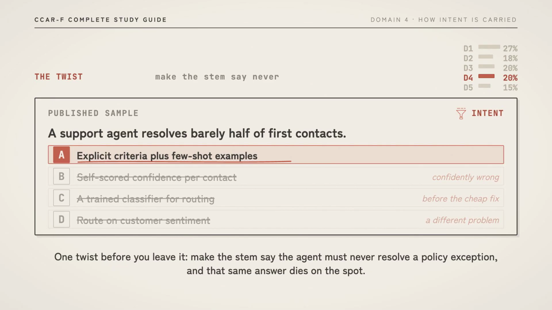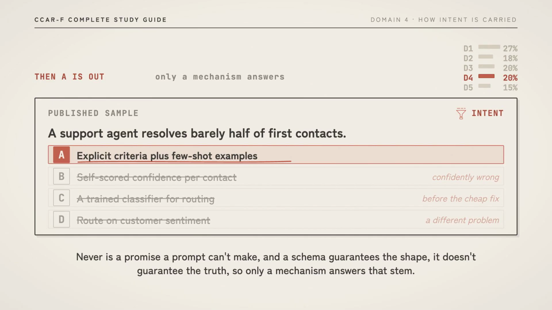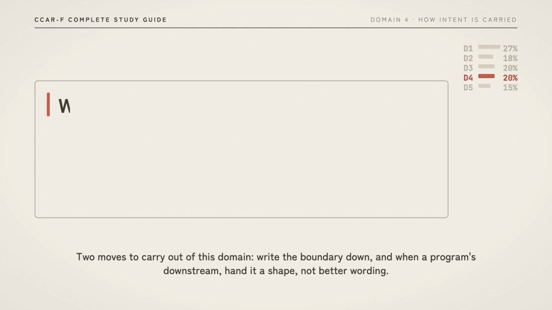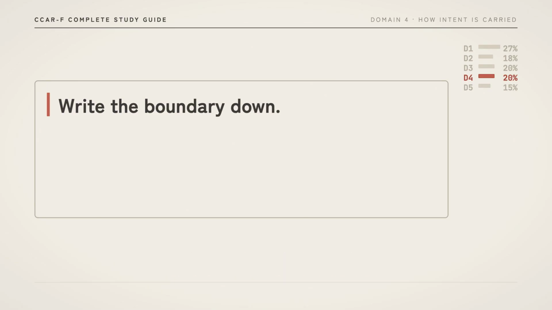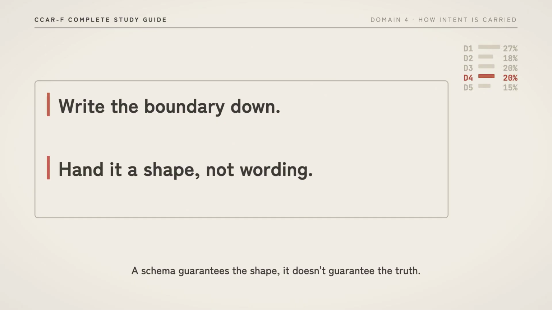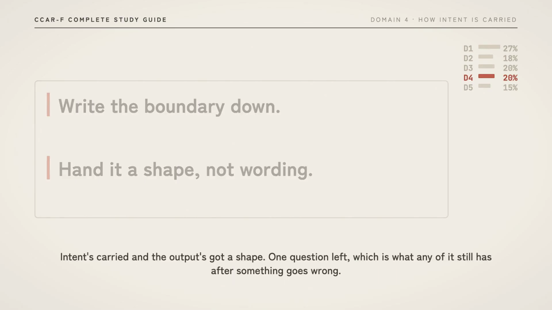One twist before you leave it: make the stem say the agent must never resolve a policy exception, and that same answer dies on the spot. Never is the promise a prompt can't make, and a schema guarantees the shape. It doesn't guarantee the truth, so only a mechanism answers that stem. Two moves to carry out of this domain: write the boundary down, and when a program's downstream, hand it a shape, not better wording. A schema guarantees the shape, it doesn't guarantee the truth. Intents carried and the outputs got a shape.